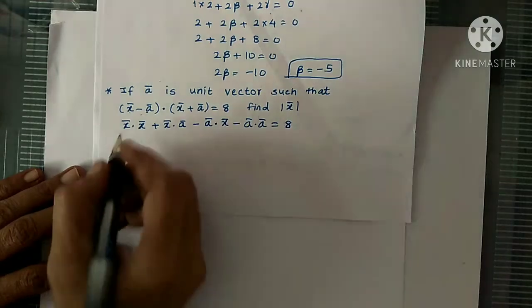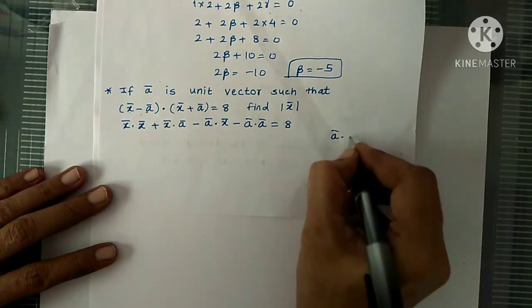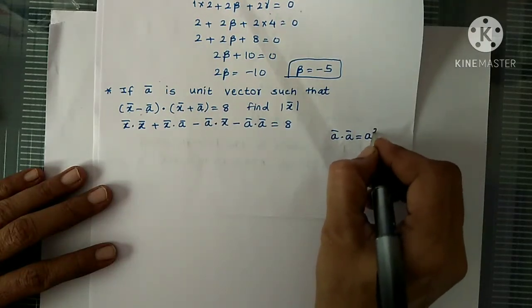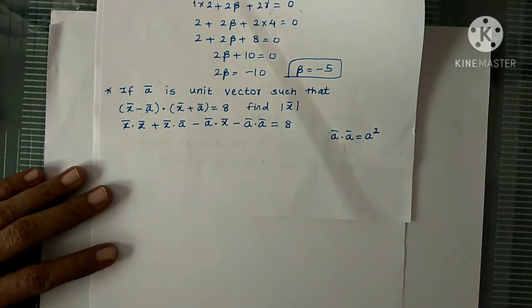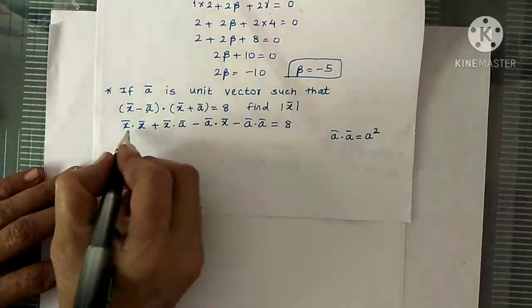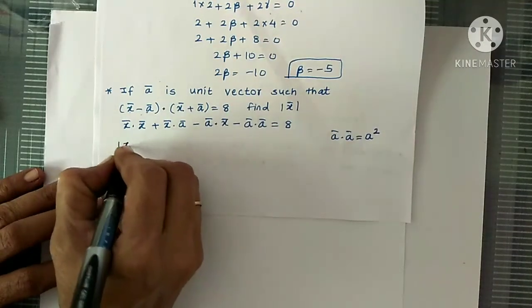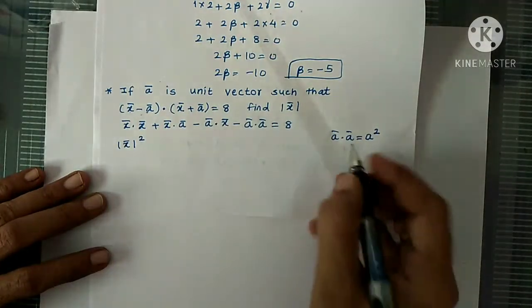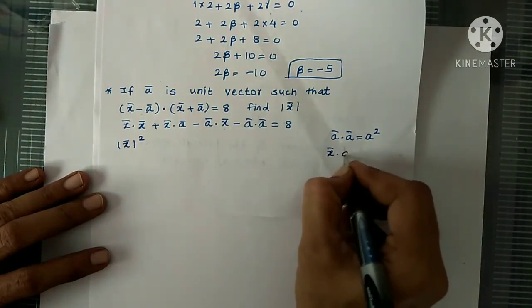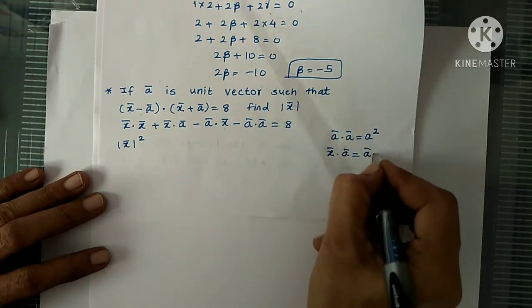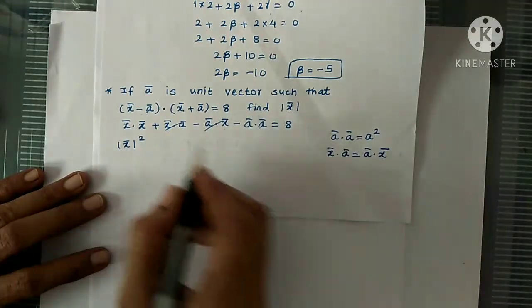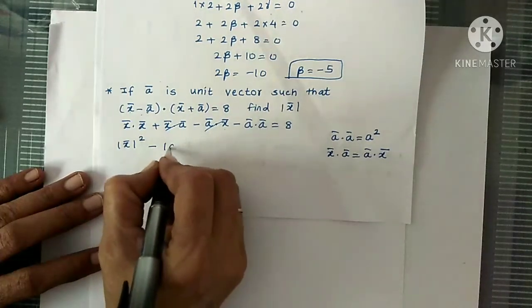Now we have the property of dot product: a bar dot a bar. If we take the dot product of a vector with itself, then we get a square, that means the modulus of that vector squared. Now here we have x bar dot x bar, so it is modulus of x bar square. Now here we have x bar dot a bar and a bar dot x bar, but we have commutativity in dot product, so both are equal. So they cancel each other, and the next term is modulus of a bar square.